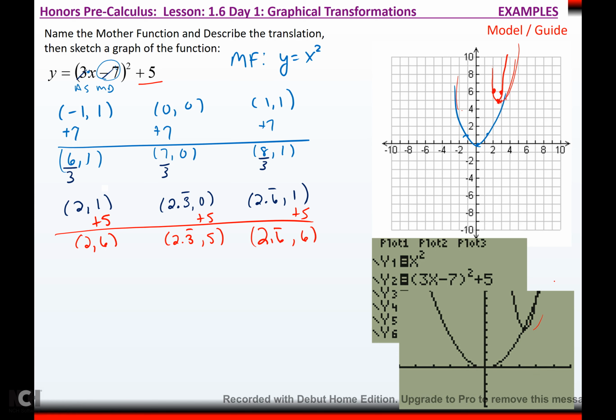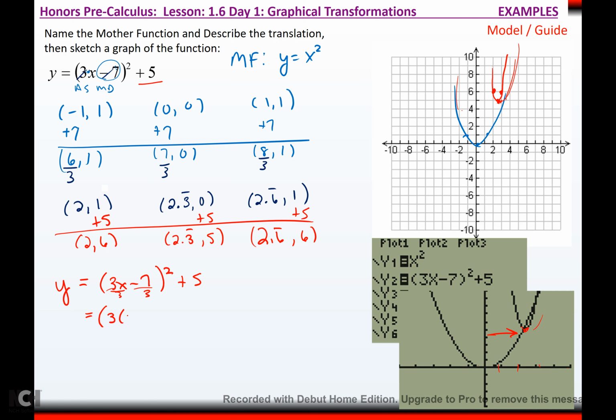Describe the transformations. Now here's where it's going to get a little difficult. Not difficult, but what people would want to say is that you would go right 7 and shrink by 3. You actually don't go right 7. Notice I didn't go to the right 7. This vertex is not 7 units that way. And the reason why is because of that 3. You have to factor out that 3.